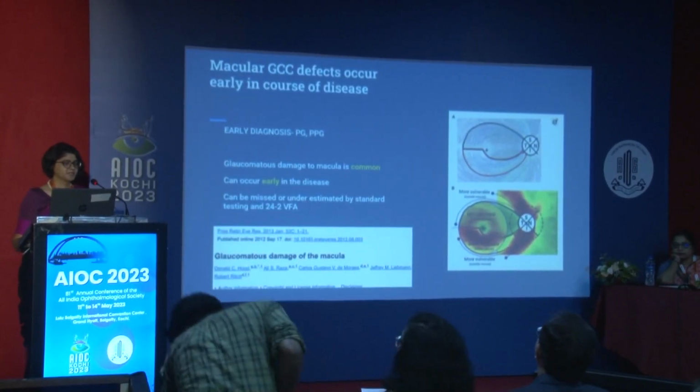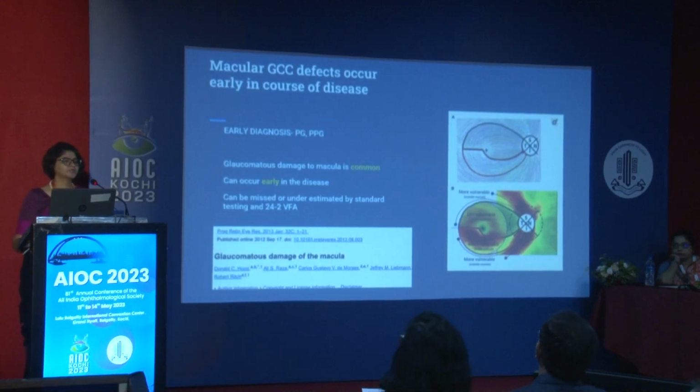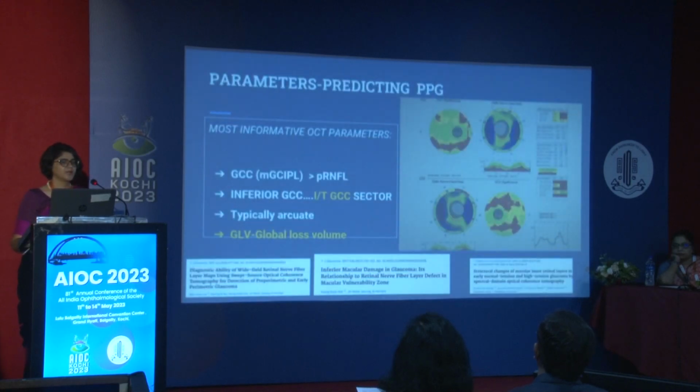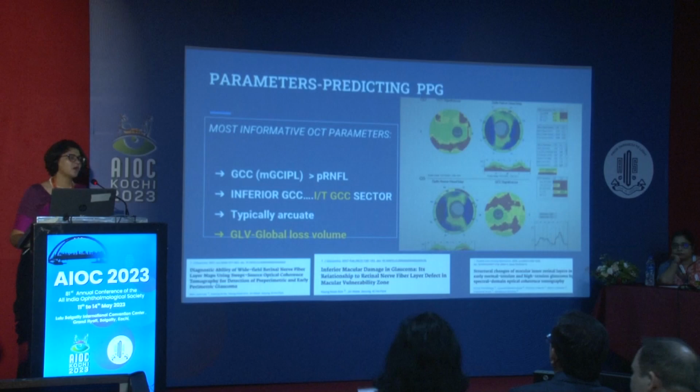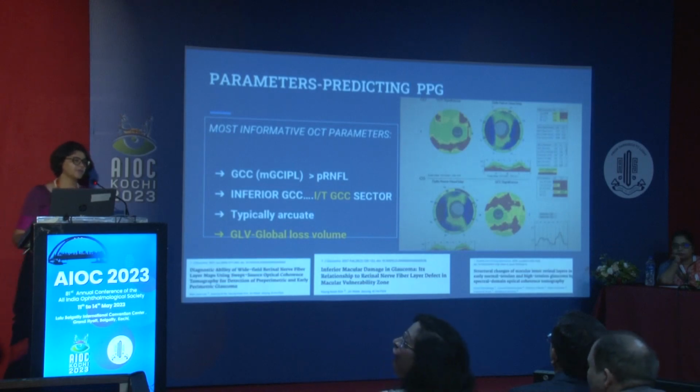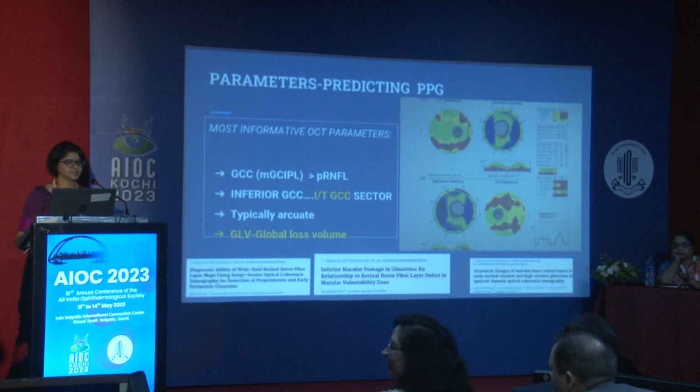So, the study by Hood et al. has shown that macular GCC defects are more frequent early in the course of disease, and are very useful in picking up preperimetric glaucoma, which can be missed if you're doing a standard 24-2 visual field test. And the parameters most useful are the inferior GCC, particularly the inferotemporal GCC. And typically these defects look arcuate, similar to your visual fields in the corresponding opposite sector.